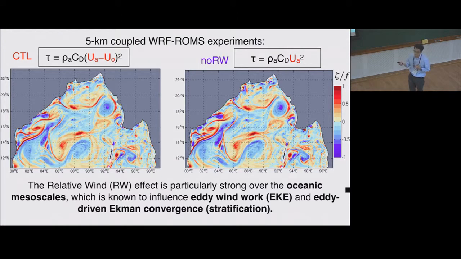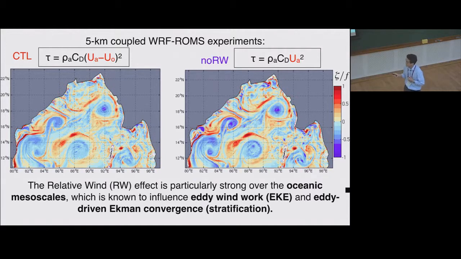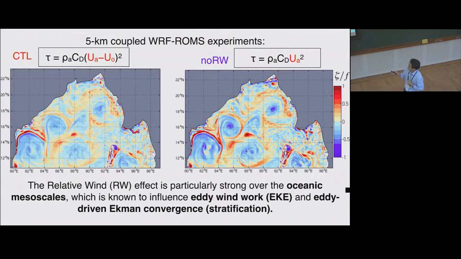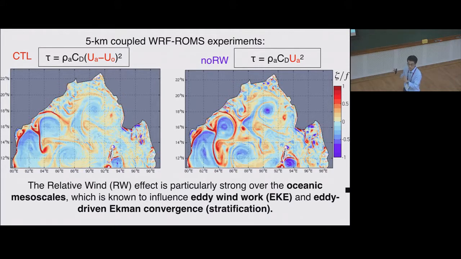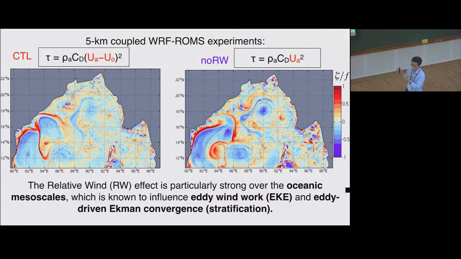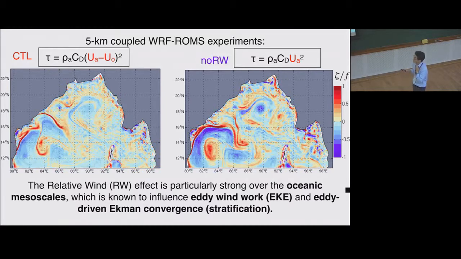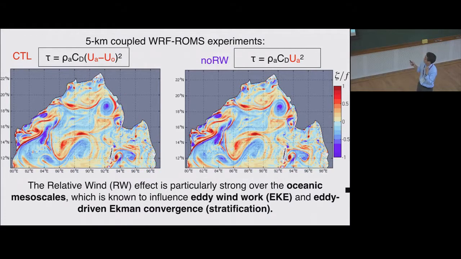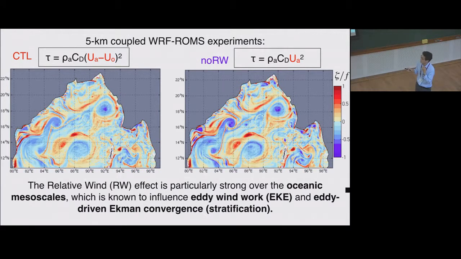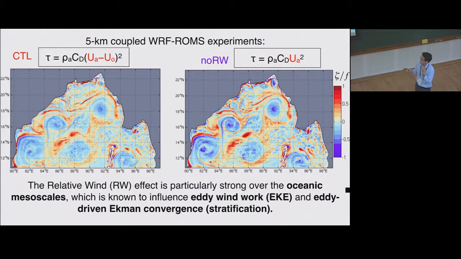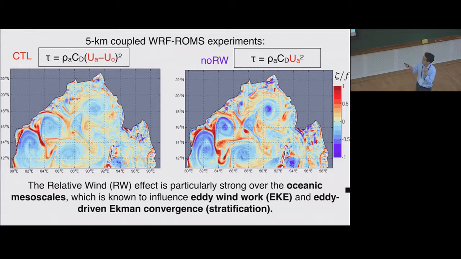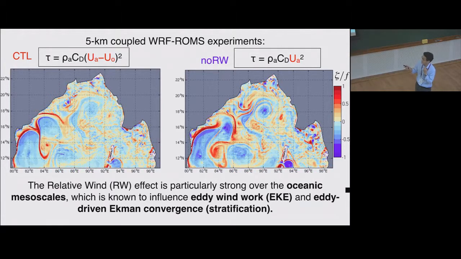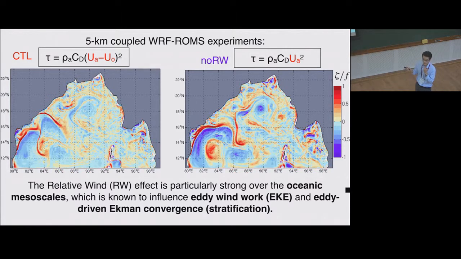So this is an animation from my model. This is a 5 kilometer coupled WRF-ROMS model, and I'm going to be looking only at oceanic processes today. Atmospheric response is an ongoing study. What I'm showing you here is the vorticity divided by f, so this is the Rossby number in the two different simulations. And the only difference between these two simulations is the way the wind stress is parameterized in the model.